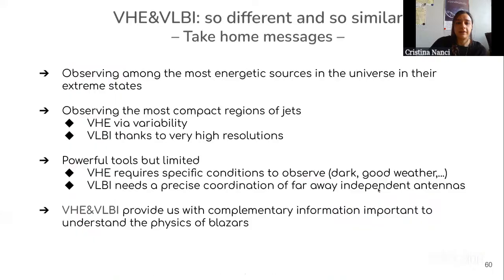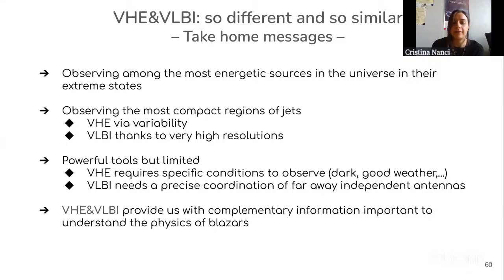And with this, I conclude, leaving you with my take-home messages. Very high energy and VLBI techniques are different techniques, but allow us to study the most energetic sources in the universe, and in particular in the extreme states.